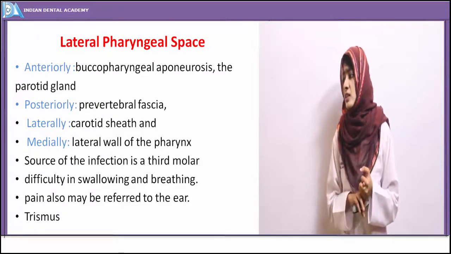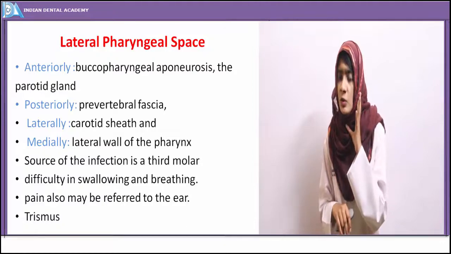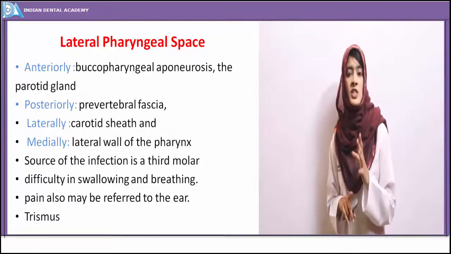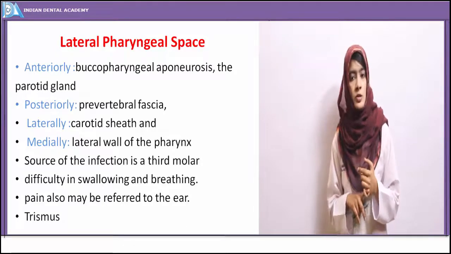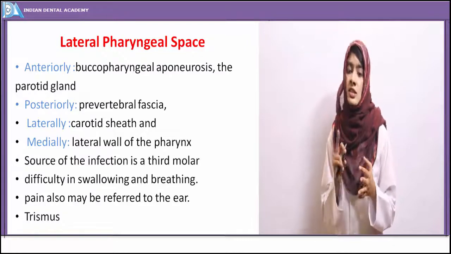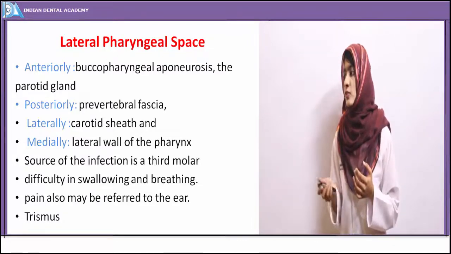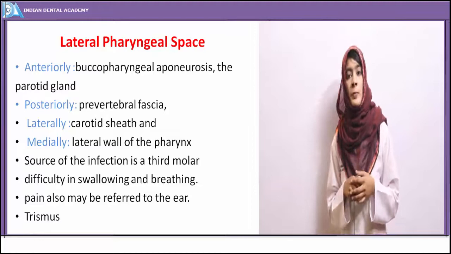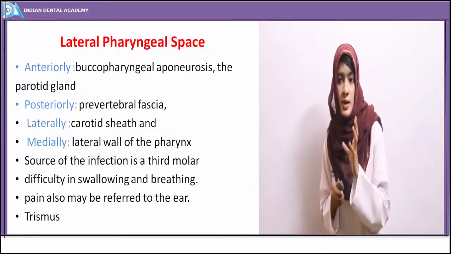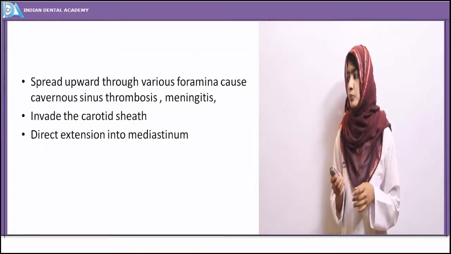The source of infection may be again a third molar, pericoronitis. Difficulty in swallowing may be present. Sometimes pain may also be referred to the ear, and severe trismus is present because of involvement of the buccopharyngeal aponeurosis and involvement of the muscles of mastication.